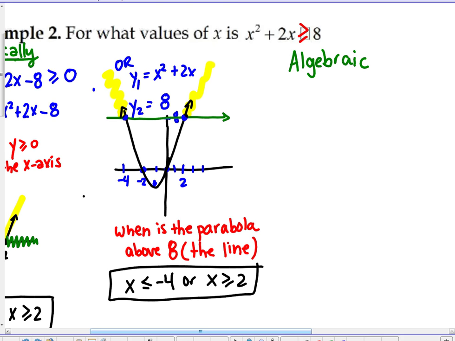Did I spell it right? Algebra. Yeah. I don't know why it looks weird. Okay, how do we solve this algebraically?